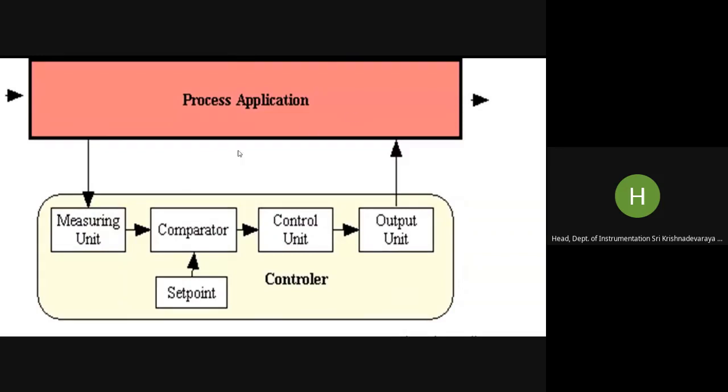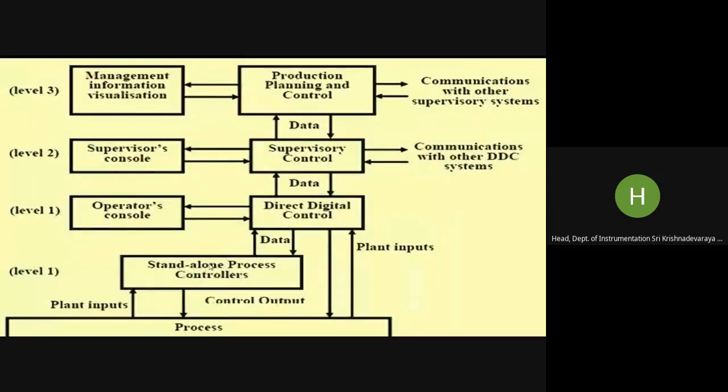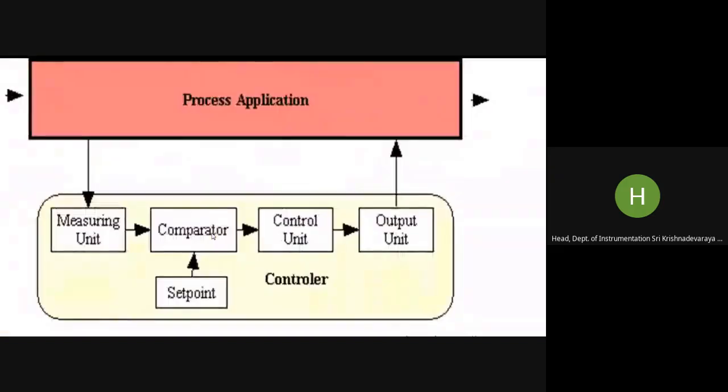Then this is a typical process application controller we will see, because so far we have seen the computer applications, but also we have seen at the bottom standalone process controllers. So the standalone process controllers are typically like this. You have a process and then your measuring unit, it can be a sensor or a transducer, and then you are giving it to a comparator. This is called a comparator, meaning a typical op-amp. The measuring unit gives nothing but a feedback signal.